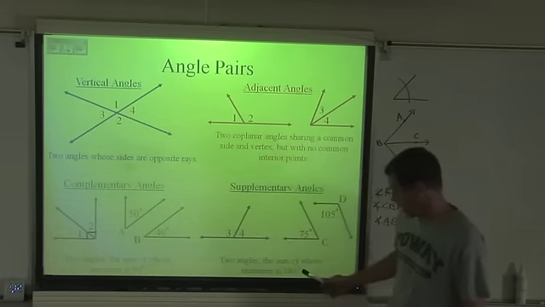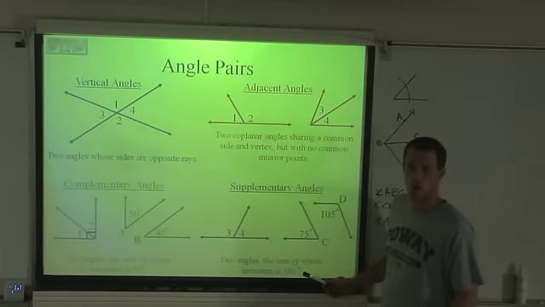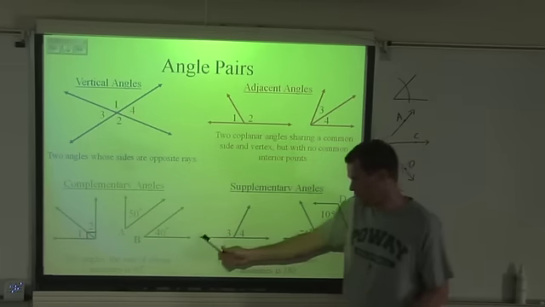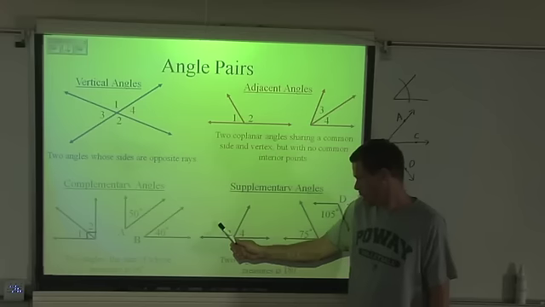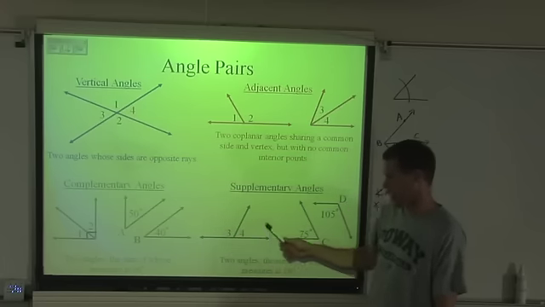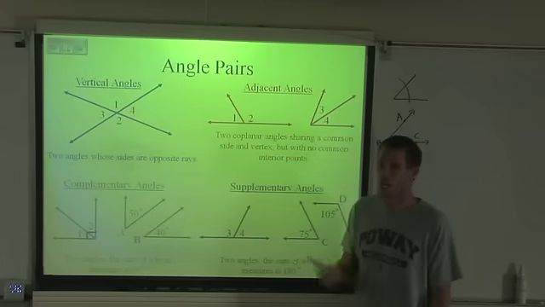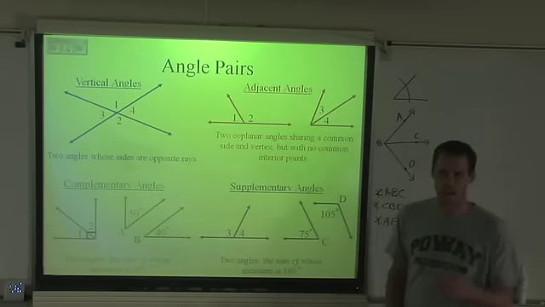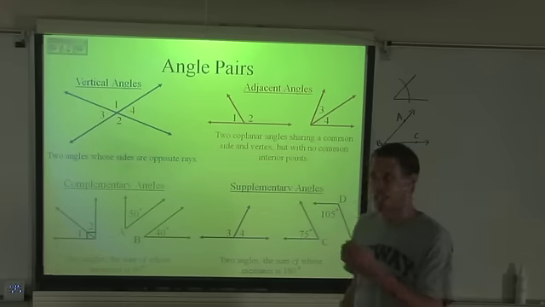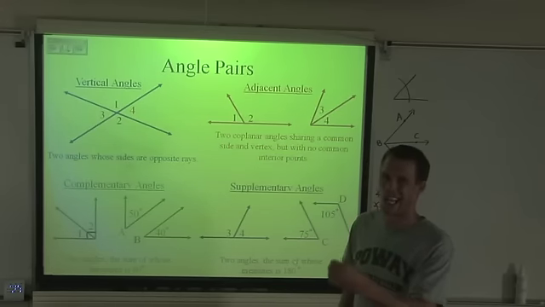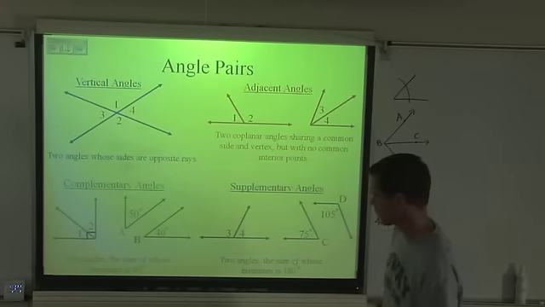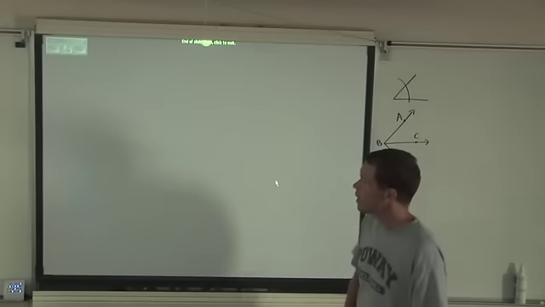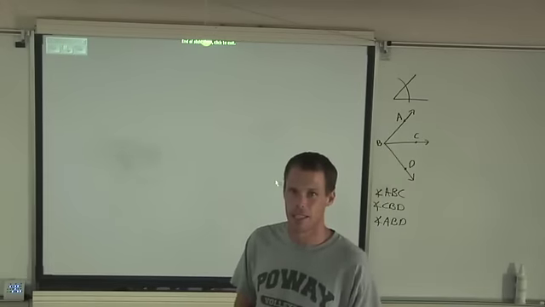Supplementary angles, the sum is 180 degrees, or together they would form a straight line. Angles 3 and 4 form a straight line. They are supplementary adjacent angles. 75 and 105 add up to 180 degrees. These are supplementary non-adjacent angles. And that is it for this lesson.